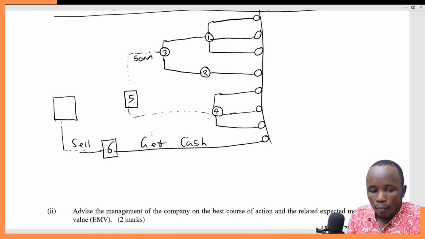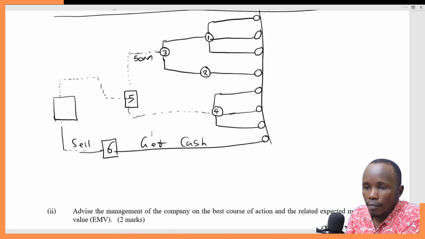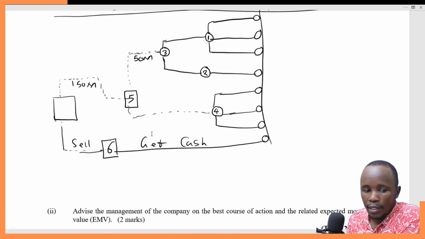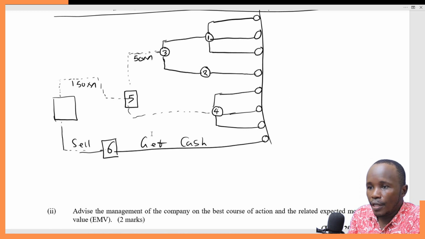Now, when you launch the product, that is number 5, it is from decision number 7. That means you can decide either to launch the product or do what? But when you launch the product here, you require 150 million. You require 150 million to launch the product. Now, that is your tree diagram here.